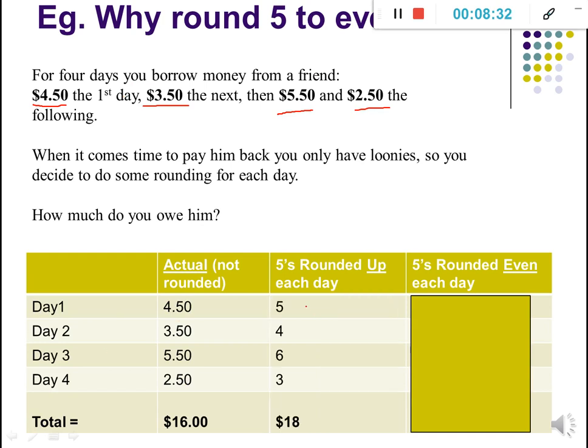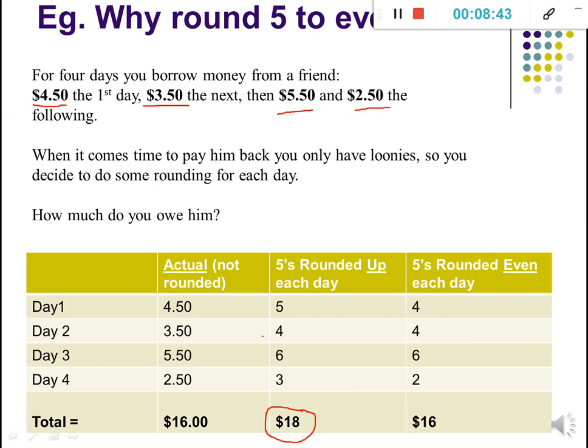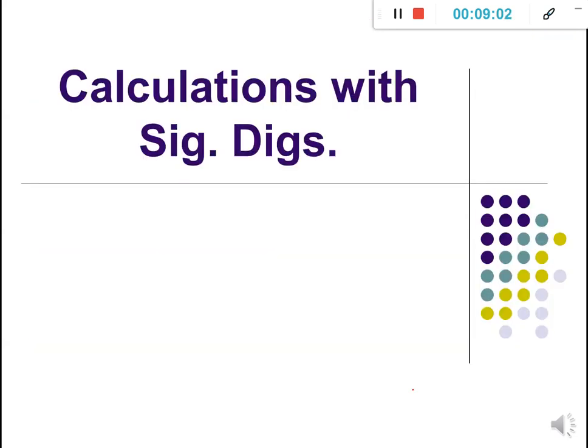If you, however, rounded 5s up every single time, you end up biasing the sample to a higher value than it really should be. If you round even each day, you're still doing the same amount of rounding, but you're switching the 5 rounding up sometimes and down sometimes, and therefore you're going to get a better value from the sum of the numbers. So bottom line is, if it's under 5, round down, over 5, round up, on 5, round to even.